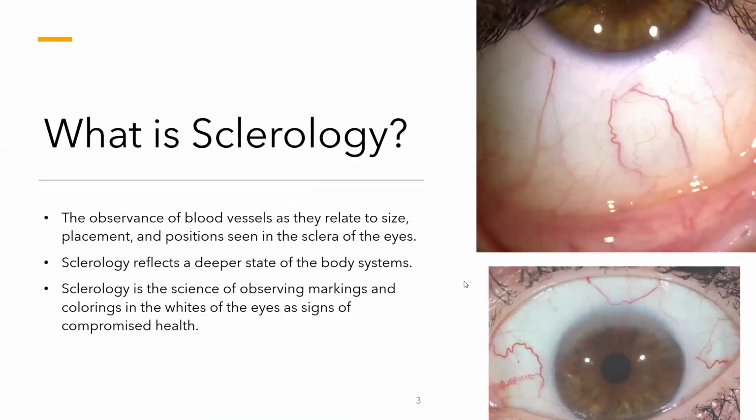So what is sclerology? And I think we all know really what sclerology is. It's when we observe the blood vessels. But this is how it relates to the size of the blood vessels. Where are they placed? What positions do we see them in relation to the iris? What portion of the eye are they in? What quadrant are they in? This is all very important.